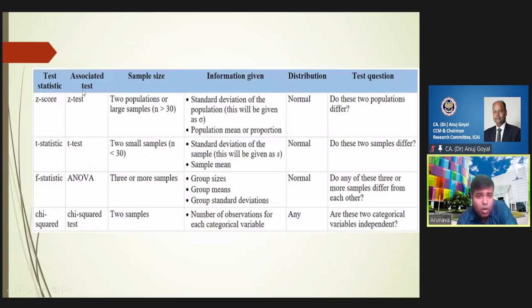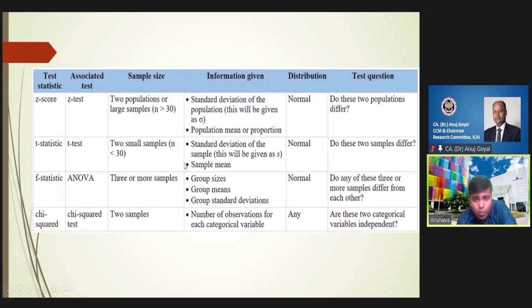So to summarize all of this, for the Z-test, the sample size for two populations or large samples should be greater than 30. That I was talking about earlier also, what the sample size should be. Generally we consider that n should be greater than 30. The standard deviation of the population is known, the population mean or the proportion is there, and the distribution is normal. And the question is, do these two populations differ or not? There we use a Z-test.